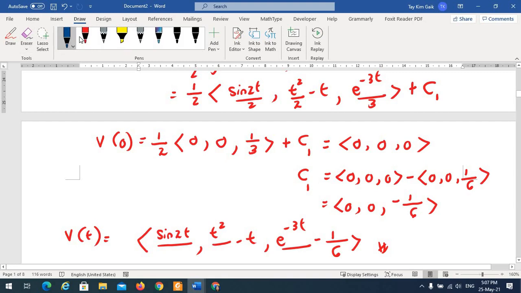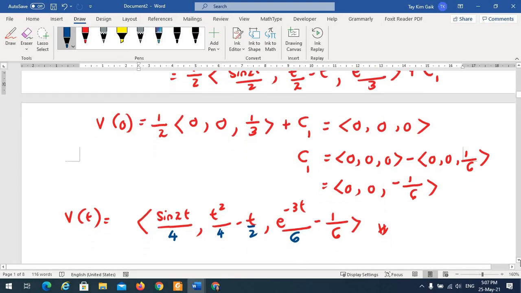Half here, expand in, so this is sin 2t over 4, so t squared over 4 minus t over 2, half expand in, so this is 6. Because if just now I put up half there, so this one is to be 3. So better I expand in.